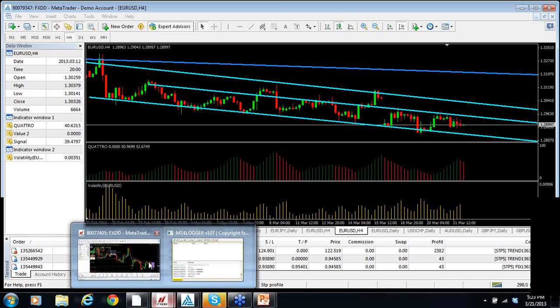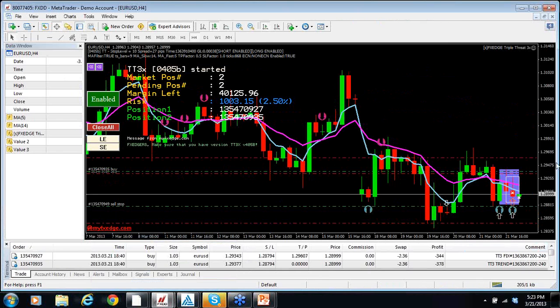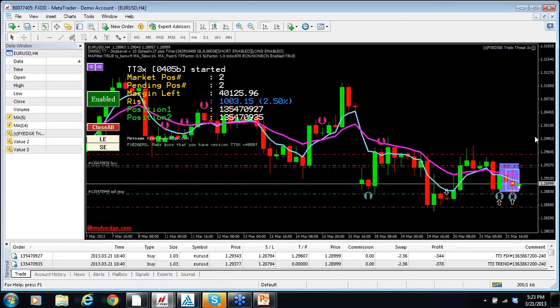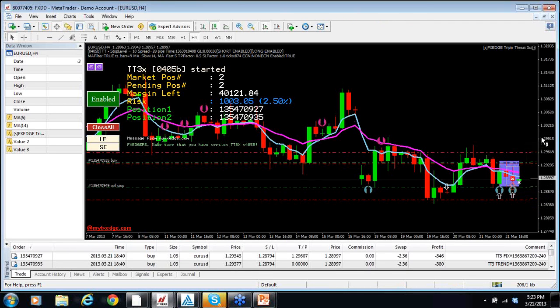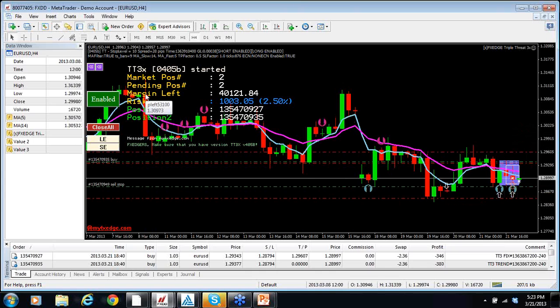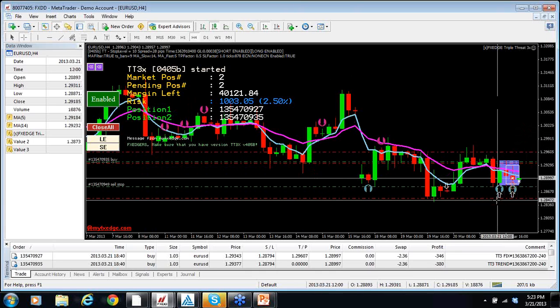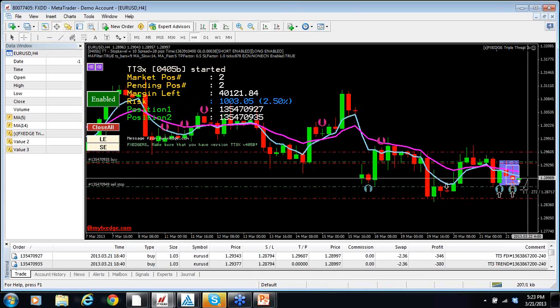TT3X is actually in a buy right now, guys. It's down 34 pips at the moment. I do think that there's plenty of room for a test of the high, but we're really close to hitting that stop loss. We're going to have to wait and see where price goes and what happens with the TT3X. Basically, it's 20 pips away from its stop loss.